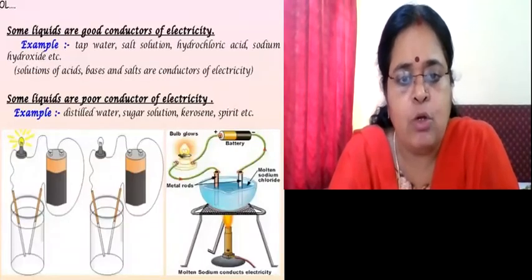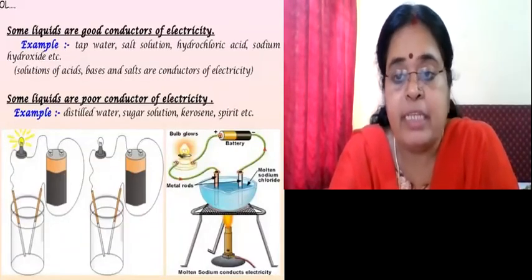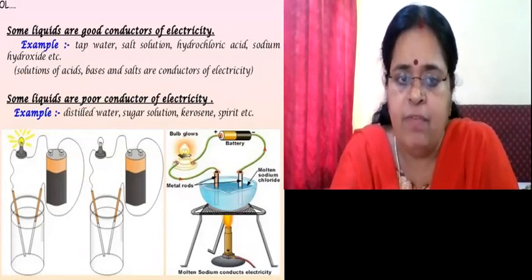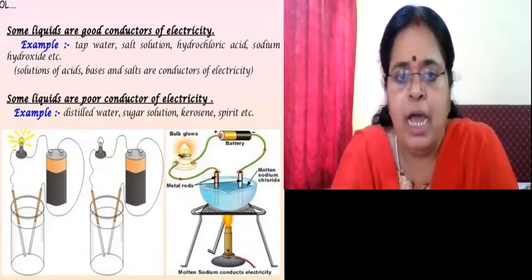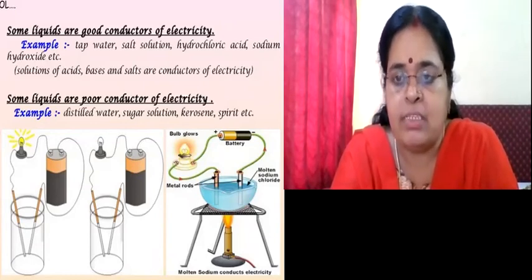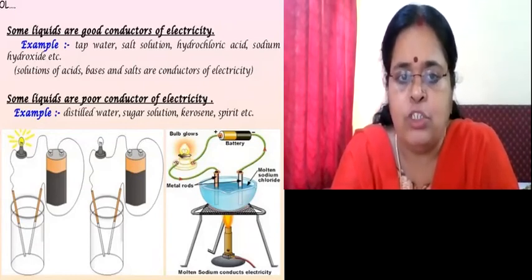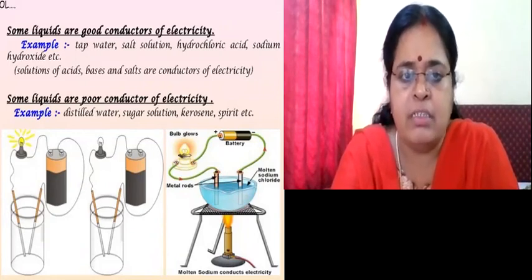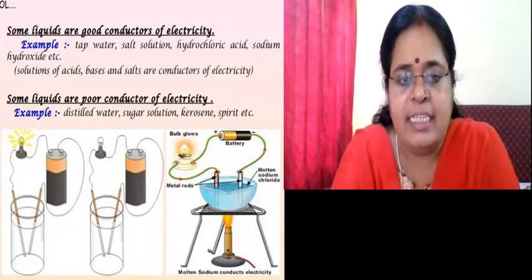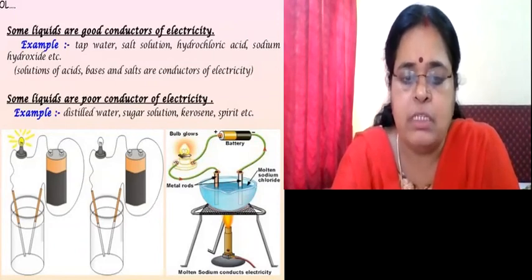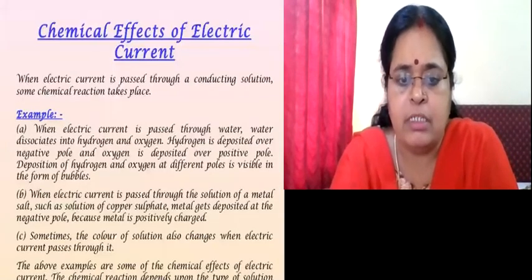Some liquids are good conductors of electricity, whereas some others are poor conductors. For example, tap water, salt solution, hydrochloric acid, sodium hydroxide, which is a base. These are all solutions of either acids, bases, or salts. They are all good conductors of electricity. But some liquids are poor conductors of electricity, like distilled water, sugar solution, kerosene, spirit, etc., because they don't have any salts dissolved in them. So they are poor conductors of electricity.